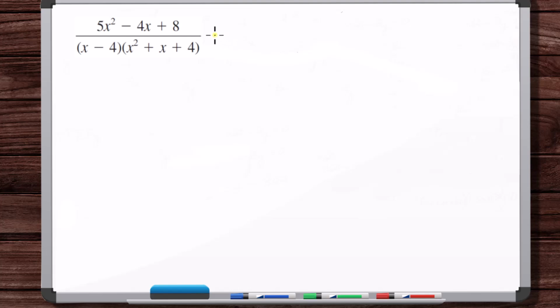Okay, next step is to write out the form of the decomposition. So we go one factor at a time. This linear factor here to the first power, you put the factor in the denominator and then put a single constant in the numerator. Quadratic factor to the first power, you put the quadratic factor in the denominator and then put a constant times x plus another constant in the numerator. And that's it. Now we need to solve for those constants. Multiply by the least common denominator.